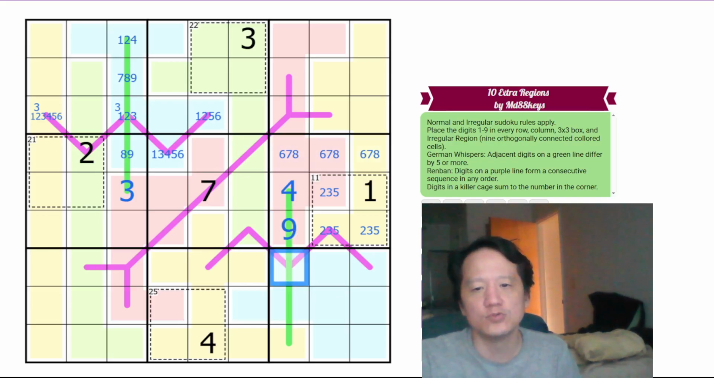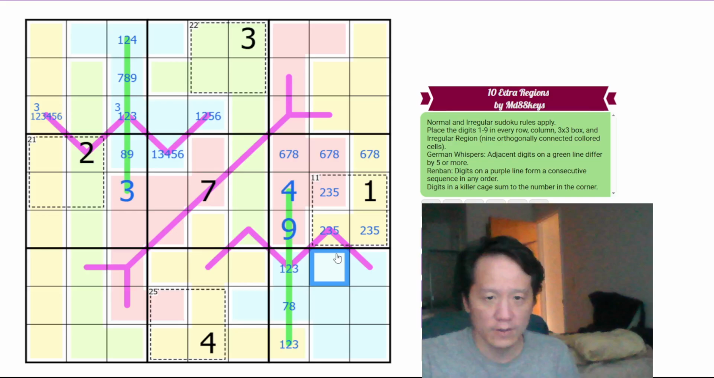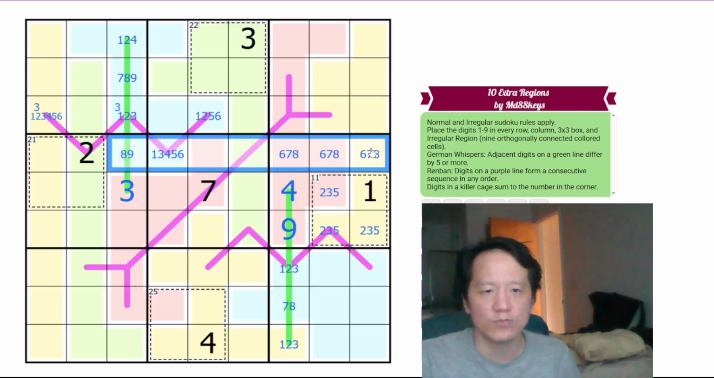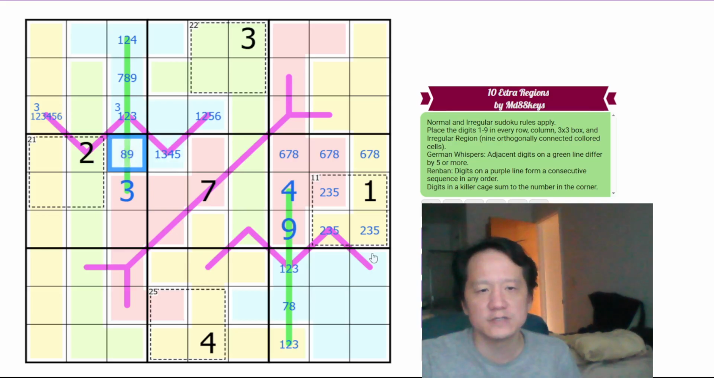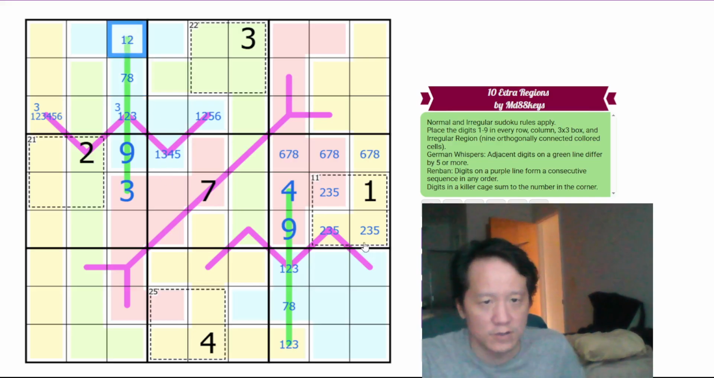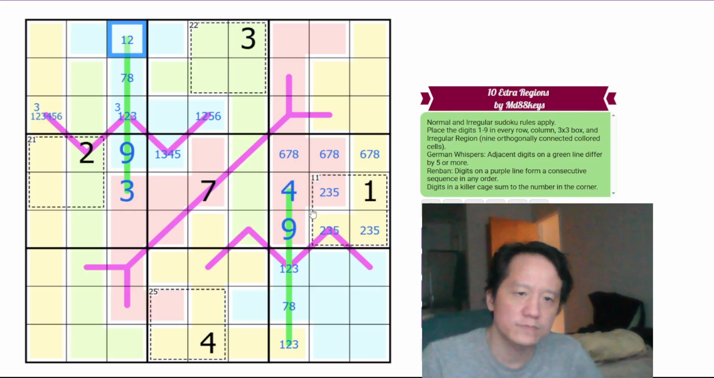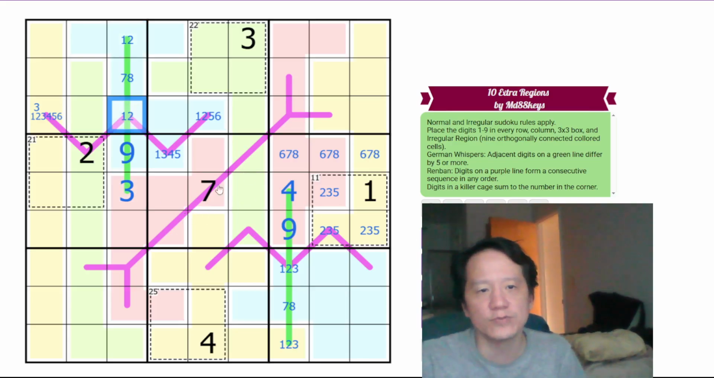9 can be next to 1, 2, or 3 on a German whisper line. This is 7 or 8, and this is 1, 2, or 3. Because it alternates between low digits and high digits here. This 6, 7, 8 triplet eliminates 6, 7, 8 from the rest of the row. This can't be 6. This can't be 8. This is 9, which means this can't be 9. Since this can't be 9, this can no longer be 4 here. This 3 means this can't be 3.